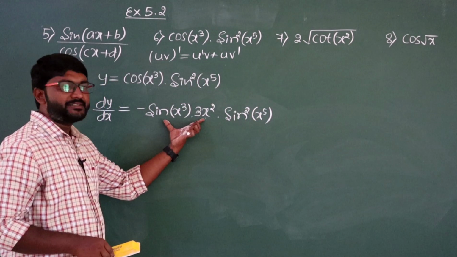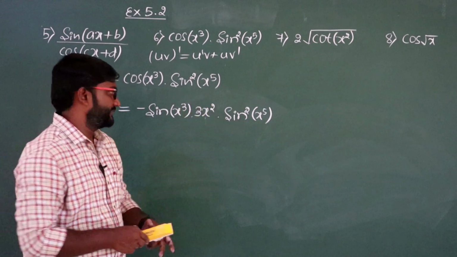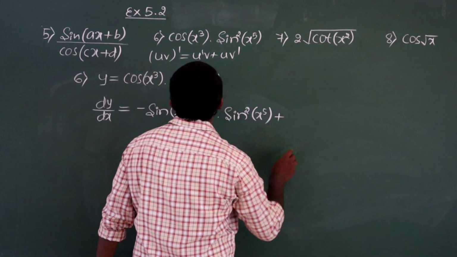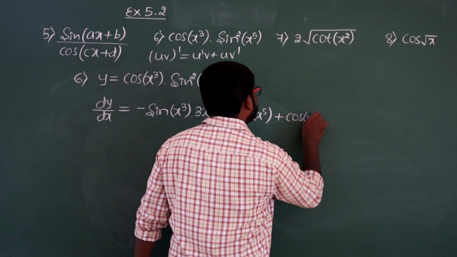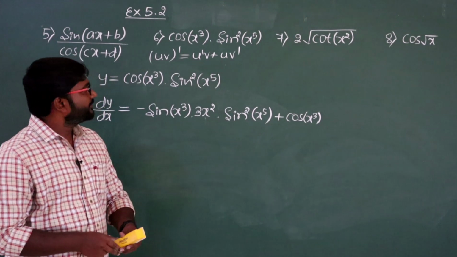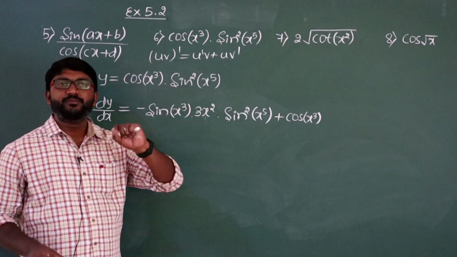So u'v plus uv'. Plus u, which means we have to write cos of x cube as it is. Now we will have to take the derivative of sin square of x to the power 5.